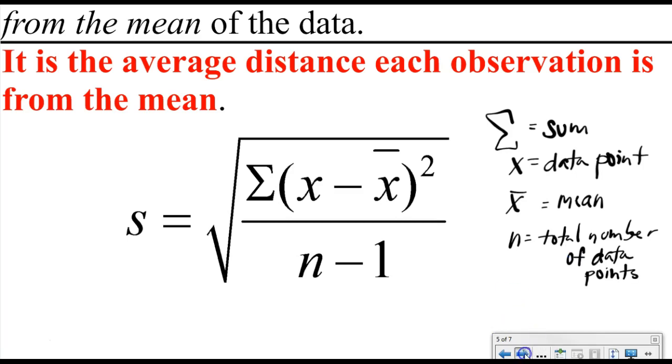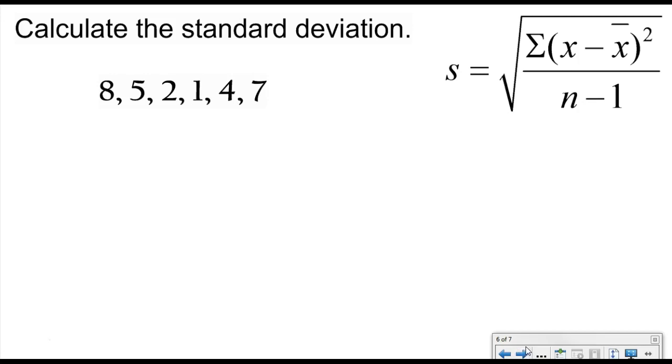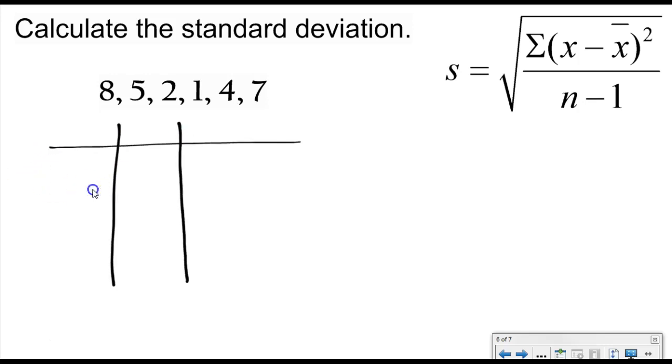Let's do an example. So I want you to calculate the standard deviation of each of these. The way I do it is I make a table. On my table, we're going to pretend these are really super awesome straight lines. I list out my data points in order from least to greatest: 1, 2, 4, 5, 7, 8. And then in the second column, I'm going to do data minus my mean. So I need to find the mean first.